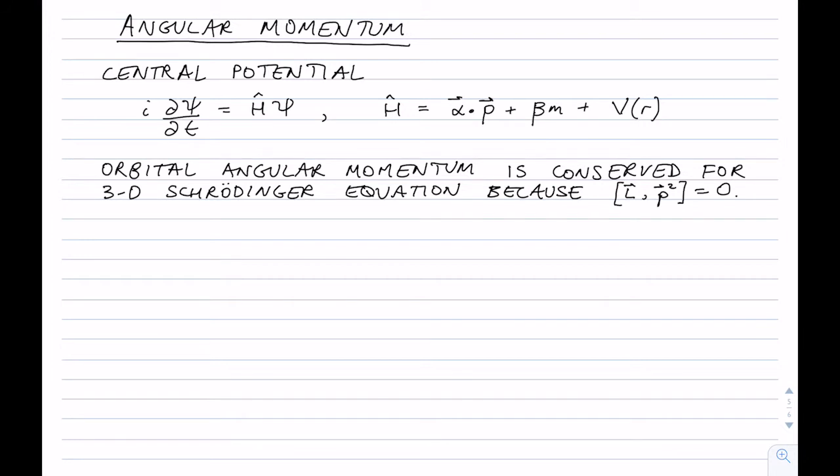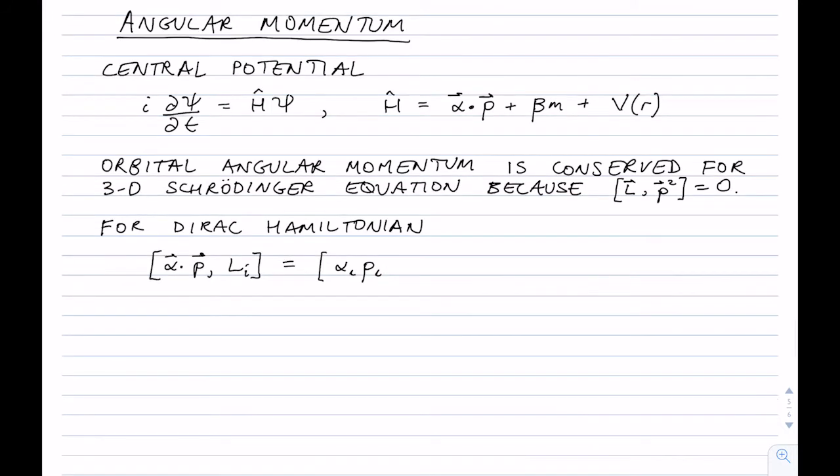For the Dirac Hamiltonian, though, we have a slight problem. Each component of L does not commute with alpha dot p. So we're going to show this, and the way I'll do that is by doing this. So we have alpha_l p_l, where l is just an index here, no meaning. l goes from 1, 2, 3, and there's an implied summation because the indices are repeated.